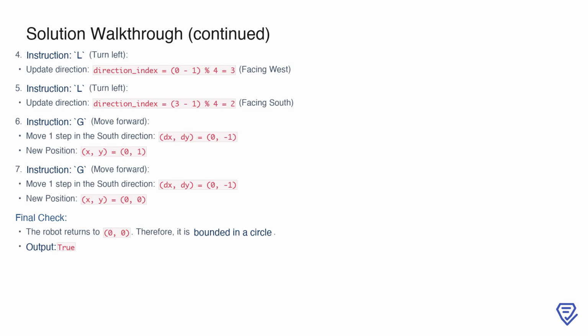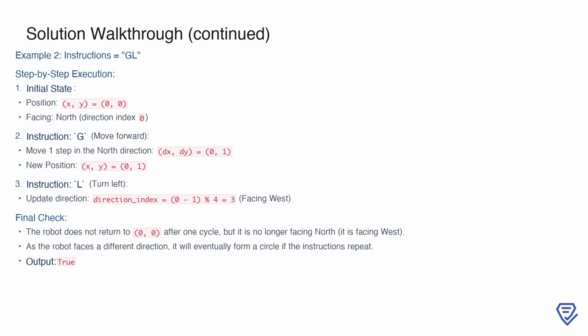Another forward move, another G, continues in the south direction, reducing the y coordinate by 1 again, bringing the robot back to its starting position at 0, 0. Finally, we check the outcome. The robot has returned to its original position, so it is bounded in a circle. The result is true. In the second example, the robot is given the instructions GL.